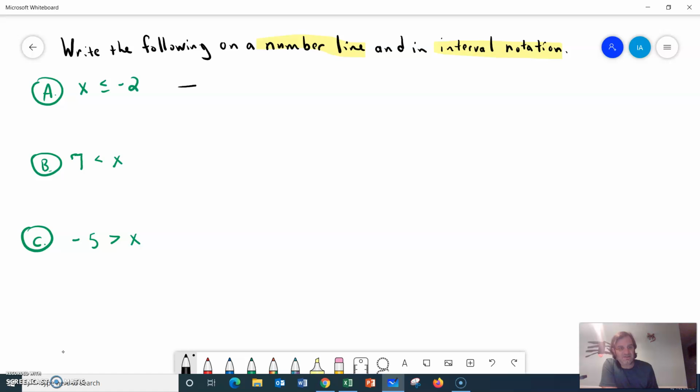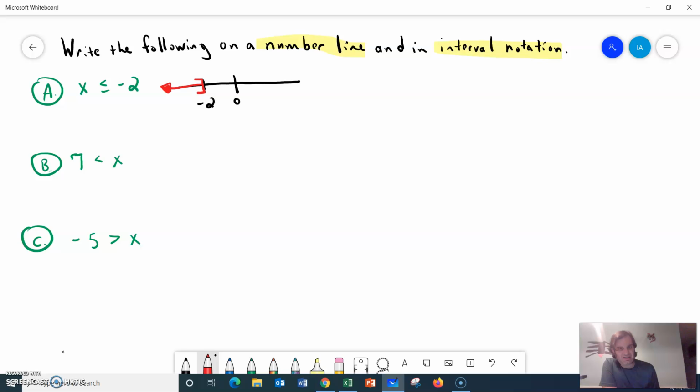So first of all, the number line, we'd throw down 0, and negative 2 is less than 0, so it would be to the left. And it says x is less than or equal to negative 2. So the fact that it says less than or equal to means we'd be going to the left. When it says less than or equal to, that means we'd put a bracket at negative 2. So a bracket at negative 2 and an arrow pointing to the left.